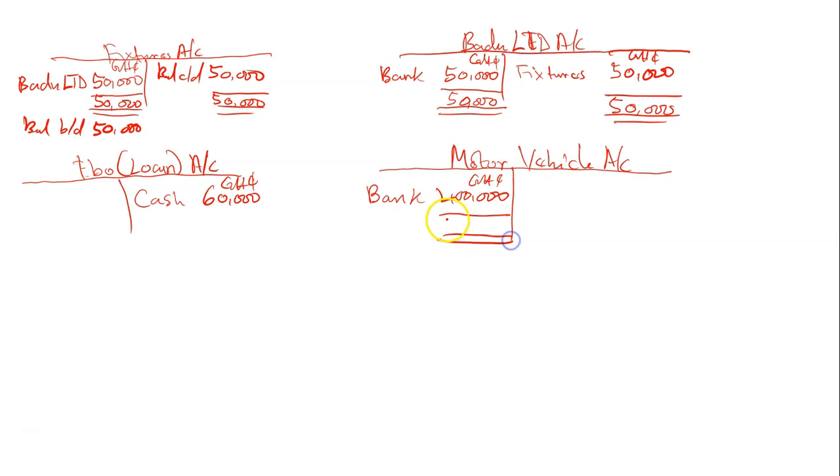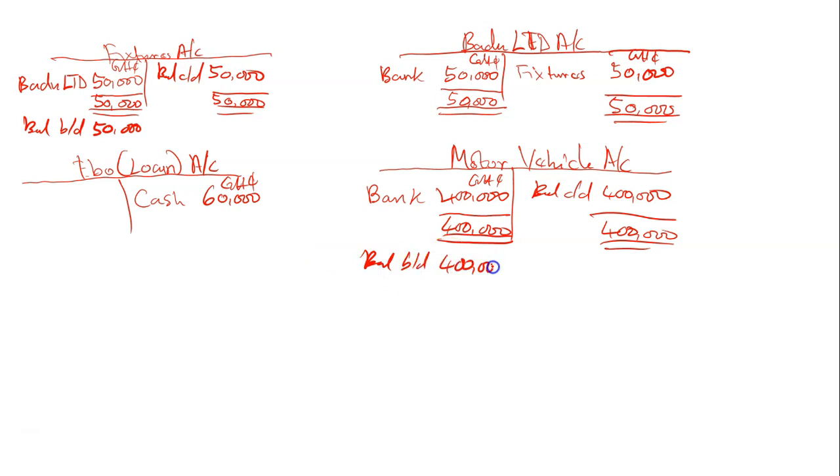So when we come to the motor vehicle account, the total is what? 400,000. Then this side too, 400,000. So balance carried down will be 400,000, and balance brought down will be 400,000.